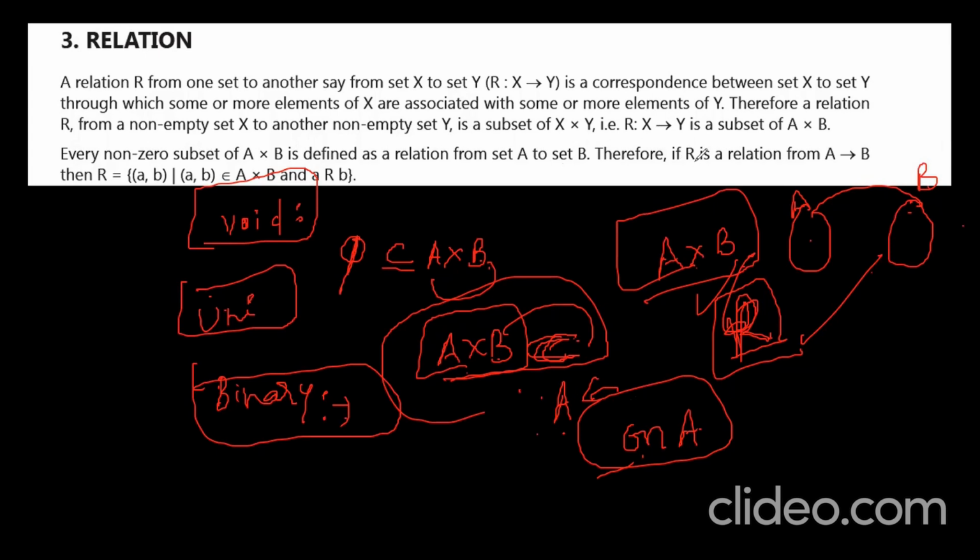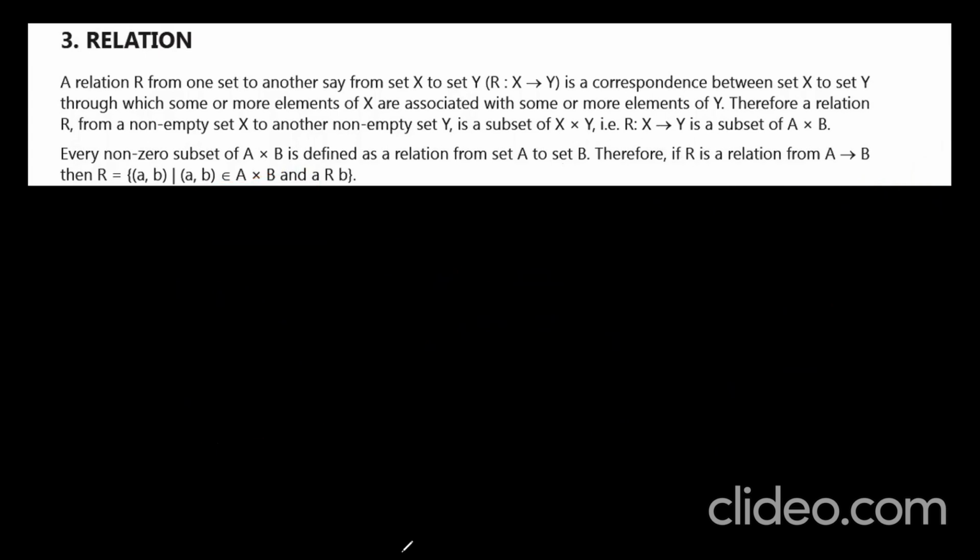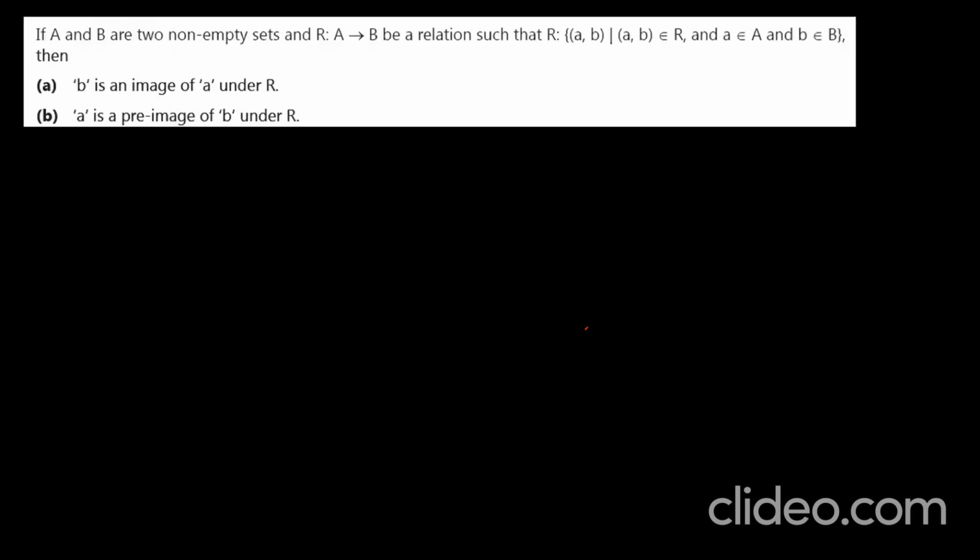If you want to define it properly, let us observe the definition of a relation. How do we define the relation? A and B are two non-empty sets. Those two must be non-empty. Then only you can make a relation. If it is empty, is it possible to make the relation?